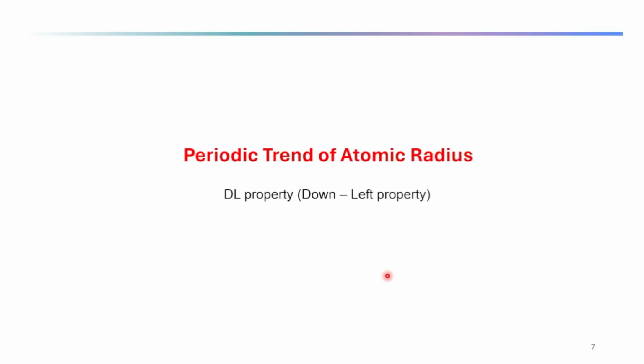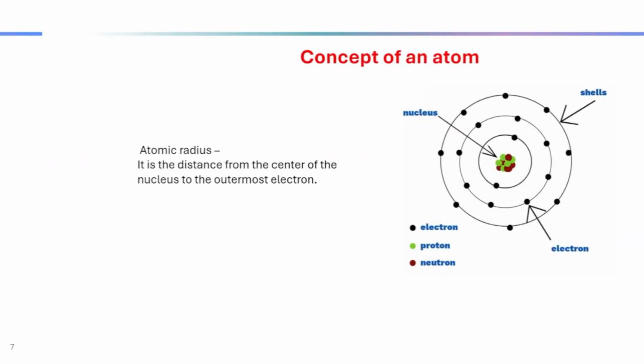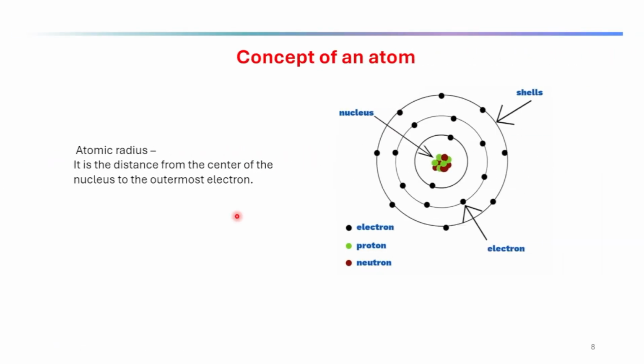The first property that we are going to learn about is the periodic trend of atomic radius. We will call this a down left property or DL property. Now let's see the model of an atom. On the right hand side you can see the basic structure of an atom. In the central core we have protons and neutrons. Together we call it the nucleus.